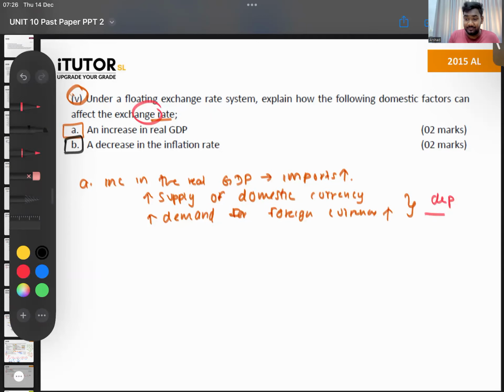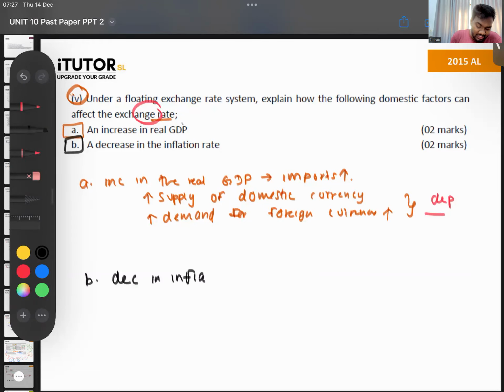Increase in inflation. No, don't talk about inflation due to increase in real GDP. Not needed to talk in part A. Part B, a decrease in inflation. Sorry. So what happens when there is a decrease in inflation level?